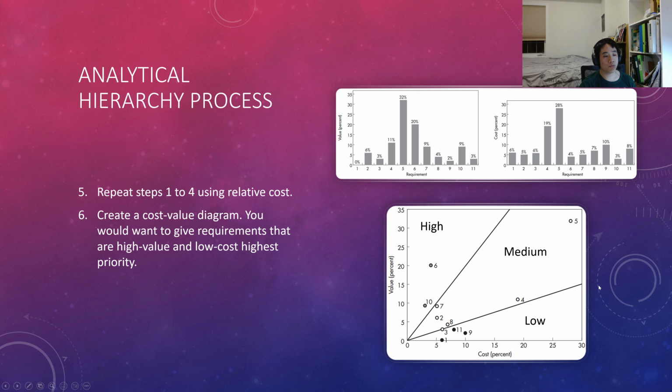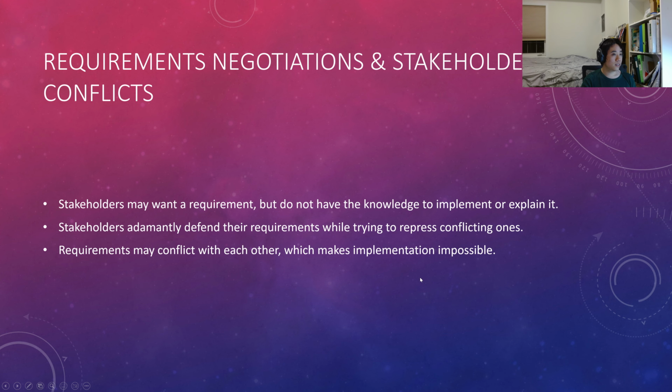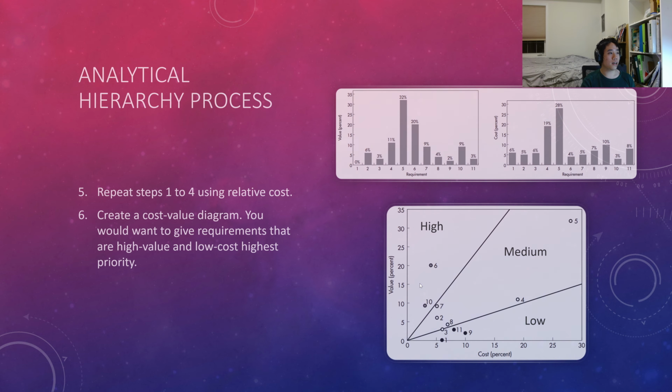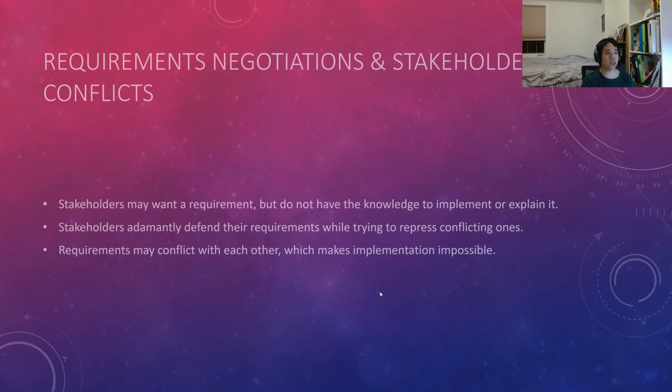And finally, those that have a low priority would be requirements that are either very low in value, or very high in cost, and not a lot of people are interested in them. Okay, so that's an example of AHP. You can look at this on your lecture notes.